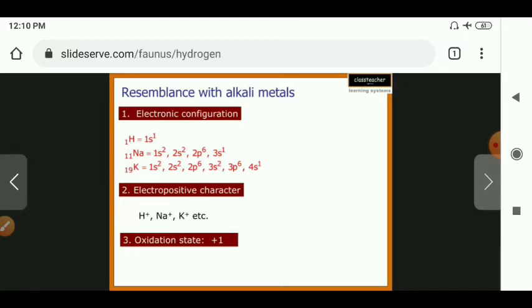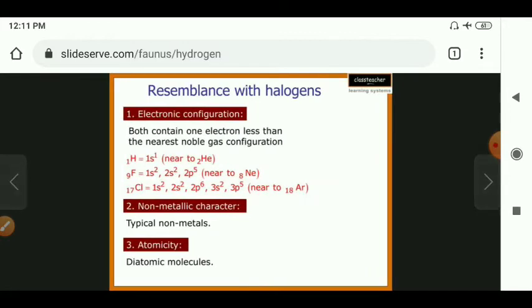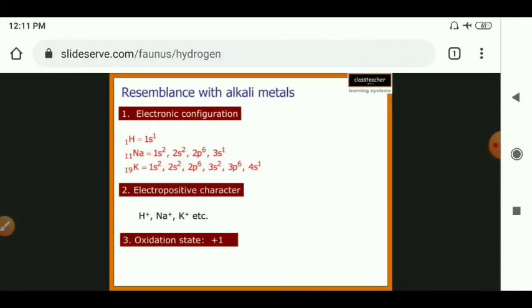If you see the electronic configuration of hydrogen, the outermost electron is 1s1, or ns1. It is the same for the alkali metals: sodium is 1s2, 2s2, 2p6, 3s1. Potassium, atomic number 19, has 1s2, 2s2, 2p6, 3s2, 3p6, 4s1. If you see the electronic configuration, the outer electron is the same. Next, it forms electropositive character. What is the meaning of that? It always produces positive ions, H+. Same as the alkali metals, it forms electropositive ions like Na+ and K+. The oxidation state is +1.